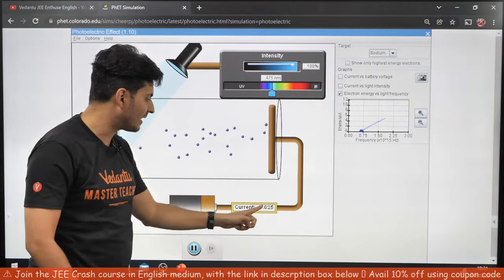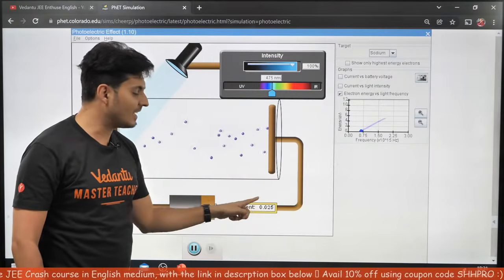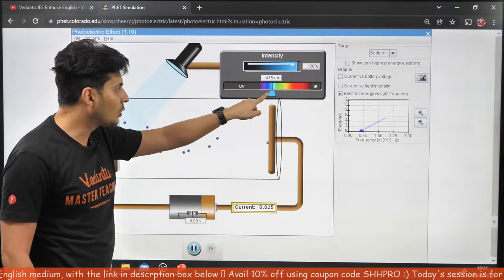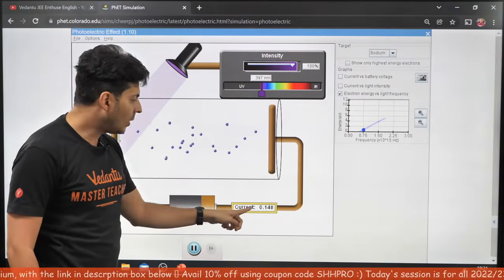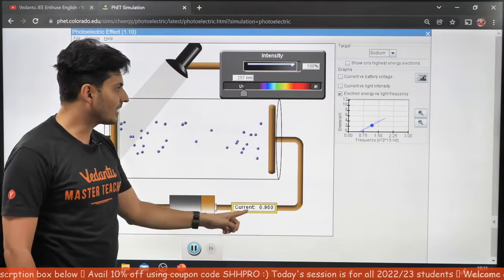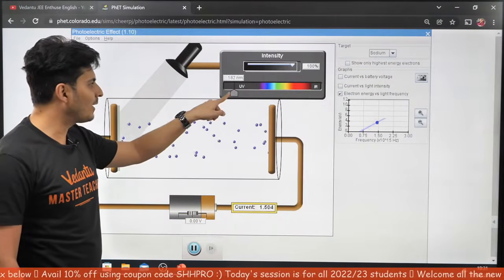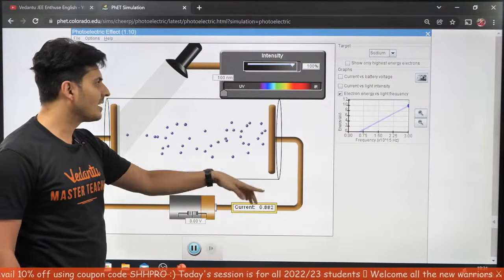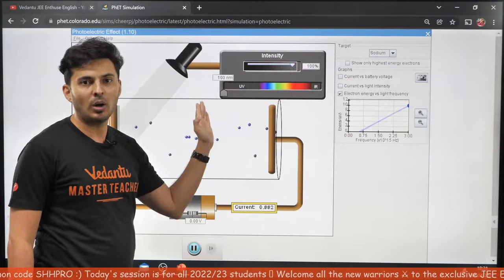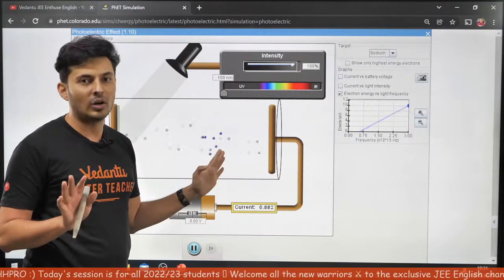I'm increasing the frequency. Photocurrent has increased. It has come up now. Photoelectric effect has started. I go to more higher frequencies. Oh, the current has increased. Interesting. I go to even more higher frequencies. The current has increased. I go to more higher frequencies. The current has increased. Now, unfortunately, this software is limited from infrared to ultraviolet, so I cannot go beyond that.